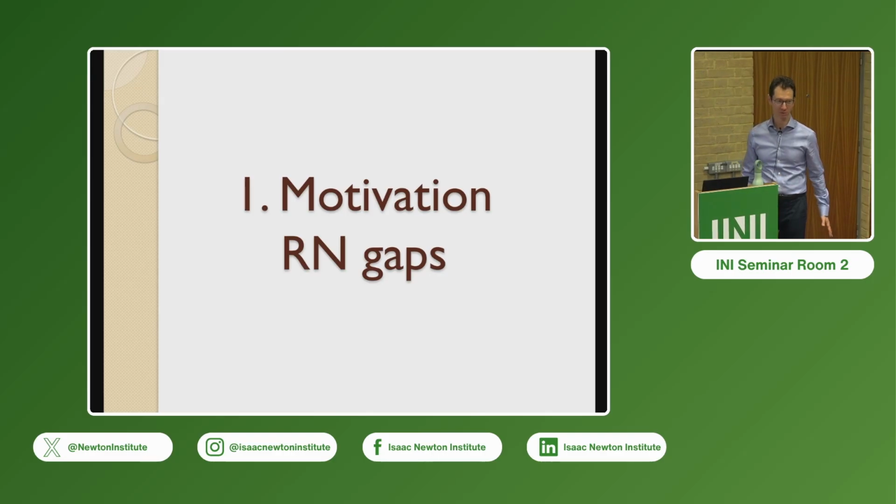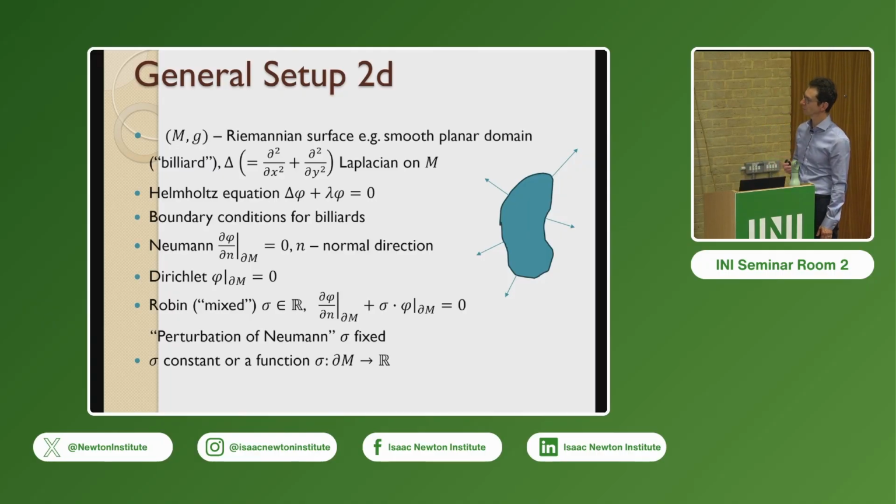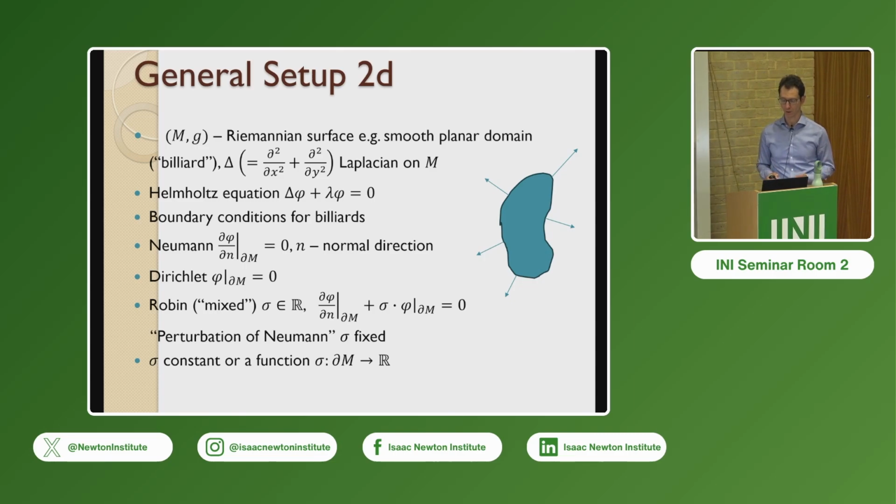So part one, motivation, and I'm going to define what the Robin-Neumann or RN gaps are. So, a very general setup. M is a Riemann surface, that is a two-dimensional manifold, and we're going to mainly discuss the planar situation. So this is going to be a planar domain with a smooth boundary, and we're interested in the Laplace spectrum. And Laplace is the usual operator, capital delta.